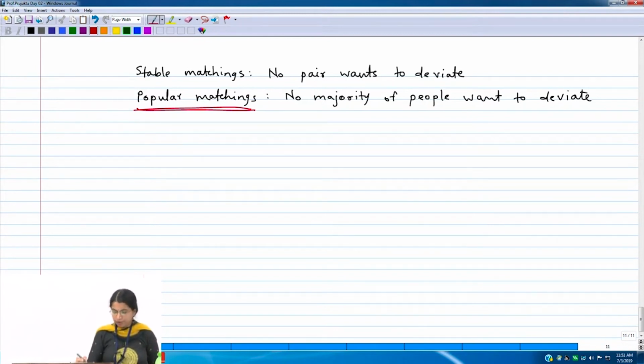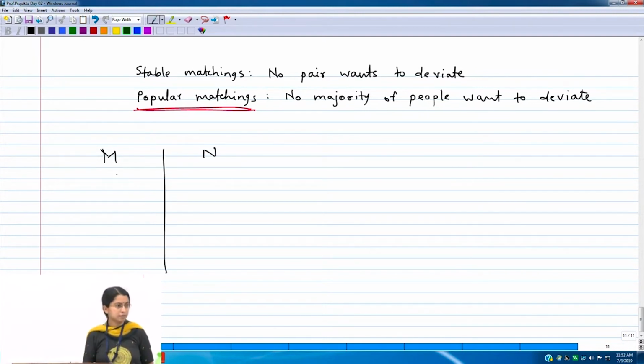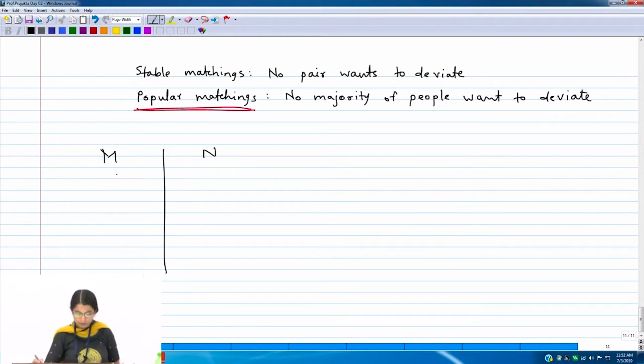So here we really ask people to compare, because how do we know whether a majority of people want to deviate from one matching to another? So we just ask them to compare. We take two matchings M and N and ask every person whether you like M or N. So let's do this to our small example that we considered earlier.